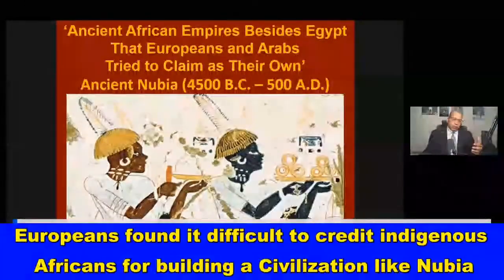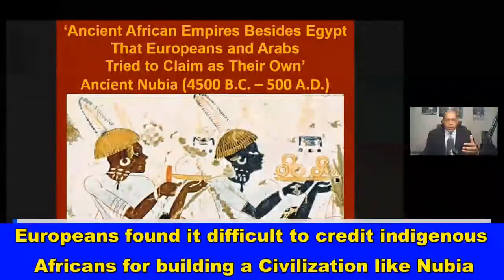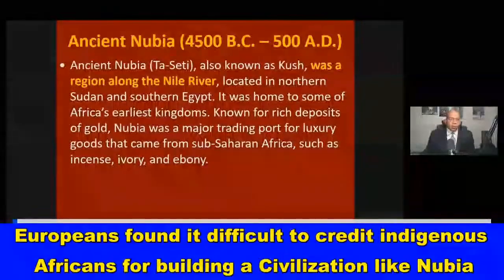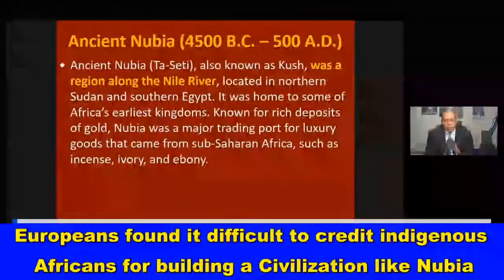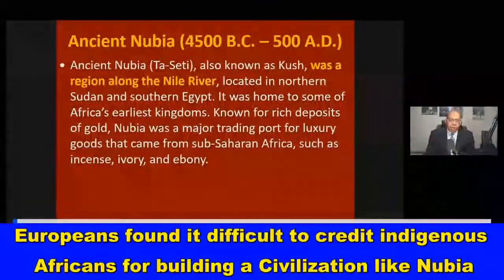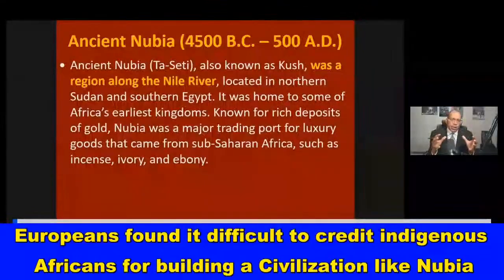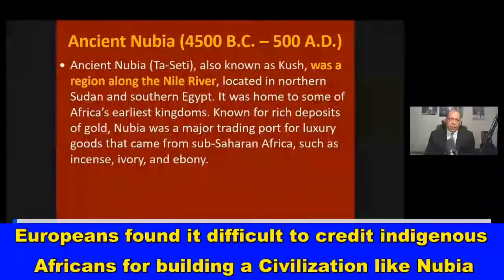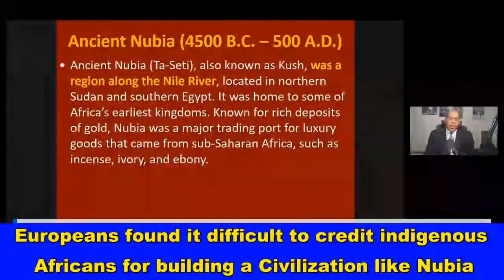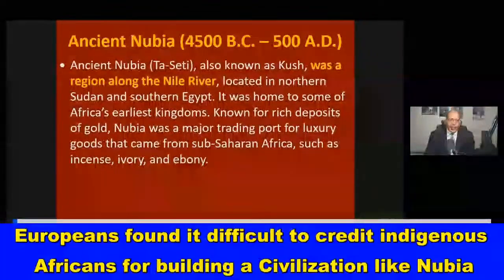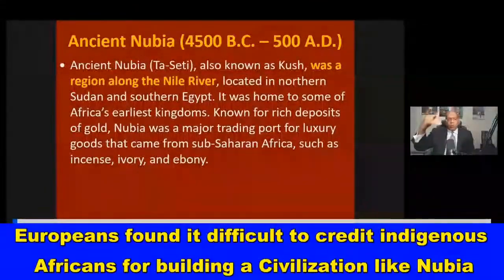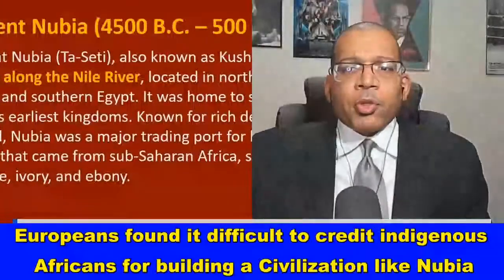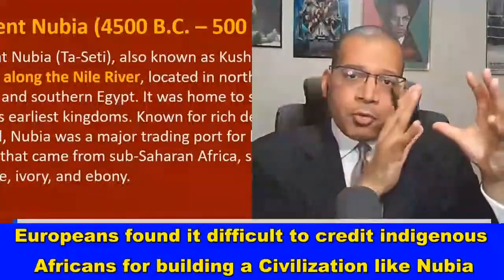So to understand ancient Kemet, ancient Egypt, you have to understand Nubia and understand Ethiopia. Now, ancient Nubia or Ta-Seti or Ta-Nehesi, also known as Kush, was more of a region than a kingdom. And some of that depends upon which period of time you're talking about. But ancient Nubia was a region along the Nile River located in northern Sudan and southern Egypt, or southern Kemet. Today, the lower portion of Egypt and the upper portion of the Sudan, that is where Nubia was.